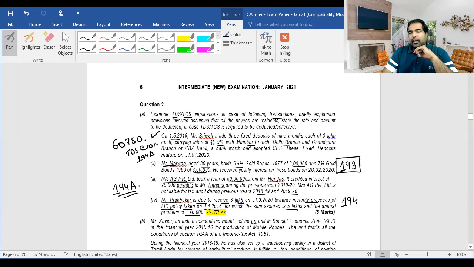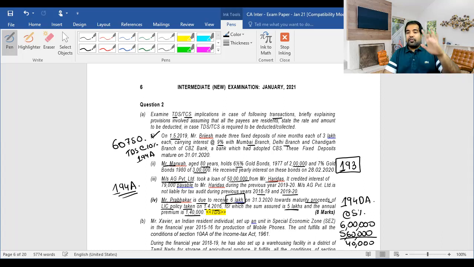Now, as per section 194DA, it is taxable only at the rate of 5%. If the amount is more than 1 lakh, yes, you've received 6 lakh. But you have to calculate the net amount, that is 6 lakh minus the premiums you have paid. You've taken it in 2016. So 16, 17, 18, 19, 4 premiums you paid. So 1,40,000 into 4 is 5,60,000. So the net amount is only 40,000 rupees, on which there is TDS at the rate of 5%. This will get you 8 marks, guys, 2 marks per question. Very good TDS section.